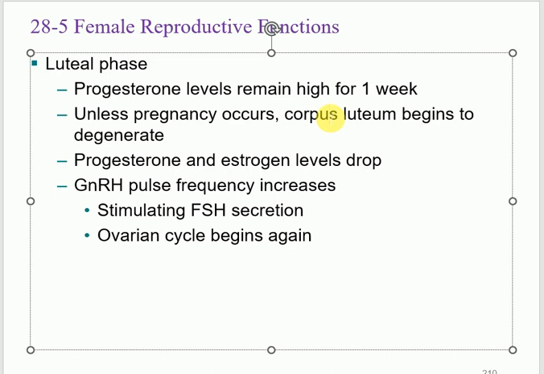What if pregnancy doesn't occur? What's going to happen? Corpus luteum will shrink, degenerate, become white, not yellow anymore. We call it corpus albicans. So what will happen then? Progesterone and estrogen are going to drop because they were coming from the corpus luteum.